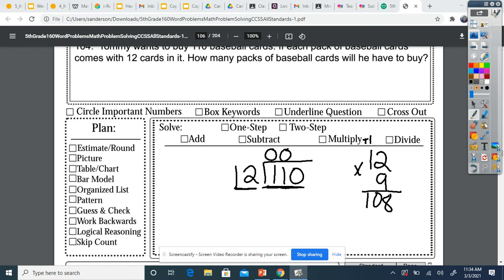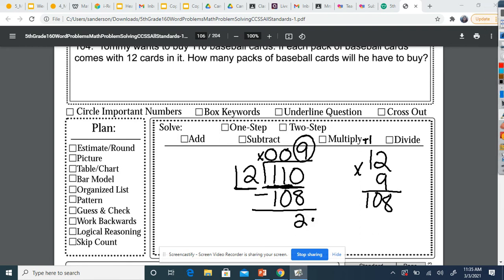So 12 goes into 110 9 times. 9 times 12 gives me 108, because I just solved that. Ignore this line right here. Subtract those. 110 minus 108 is 2. I don't have anything to bring down. So he's going to have to buy 9 decks for sure, but we need to think about this remainder.